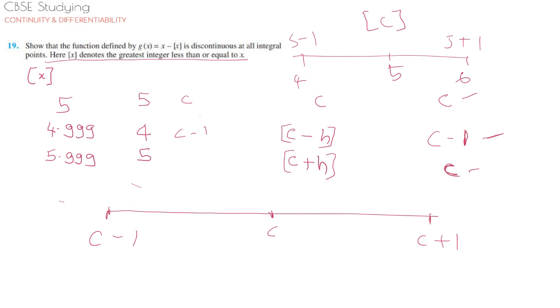So every time you have C minus h, you're going to put C minus 1. And every time you have C plus h, you're going to put C. Clear? So this is how you have to remember it in terms of a number line, and this is the concept of the greatest integer. Now let's move on to solving the question.